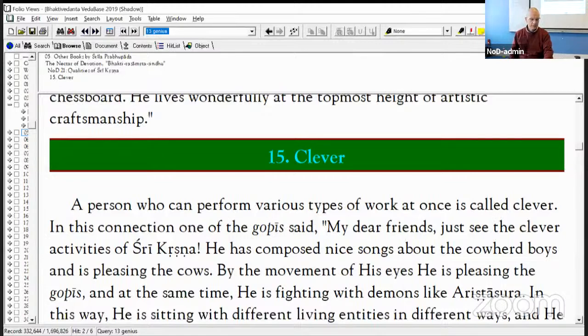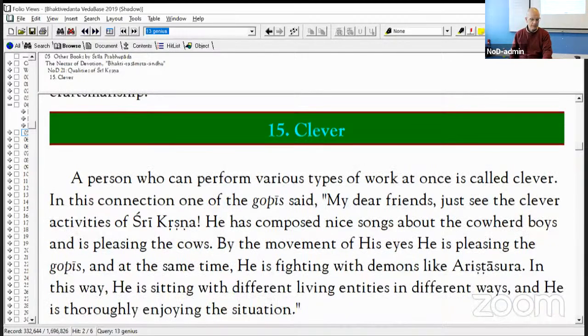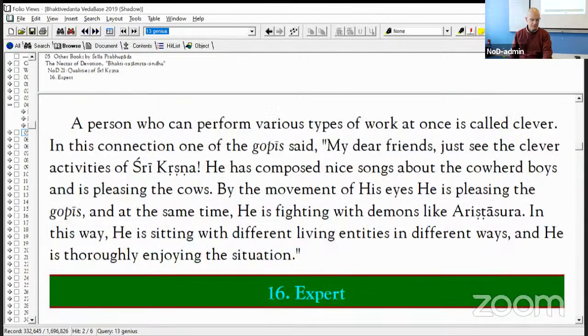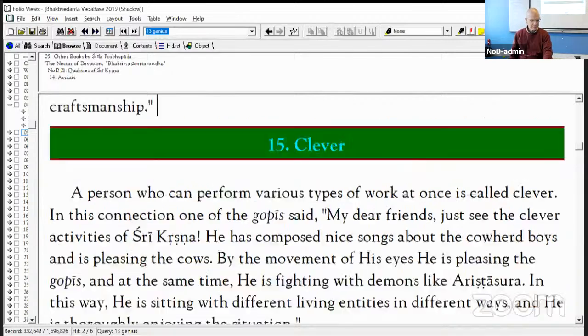And the example is from a Gopi's song: my dear friends, just see the clever activities of Shri Krishna. He has composed nice songs and he is singing them, and the cows are happy, and by the movement of his eyes he's pleasing the Gopis, and at the same time he's fighting with demons like Arishtasura. So he is interacting with different entities in different ways, thoroughly enjoying the situation. So these are very connected.